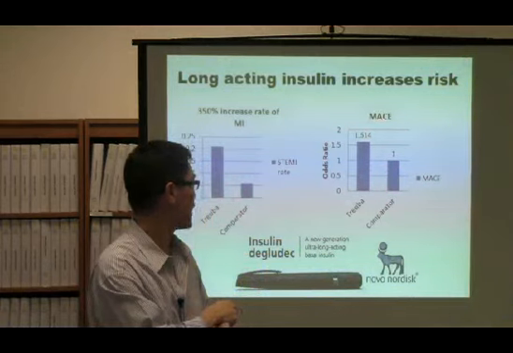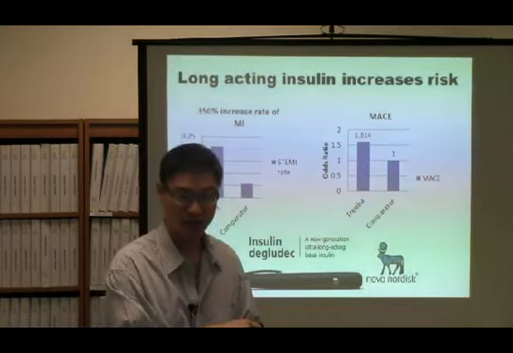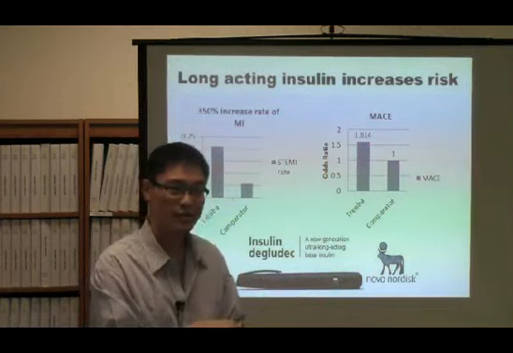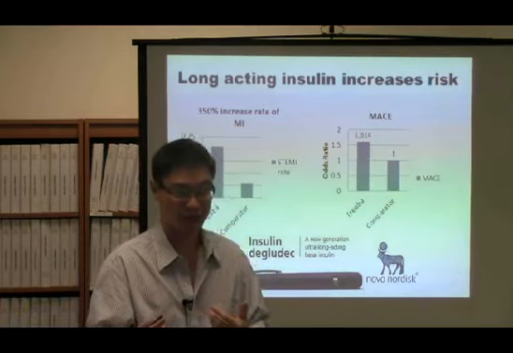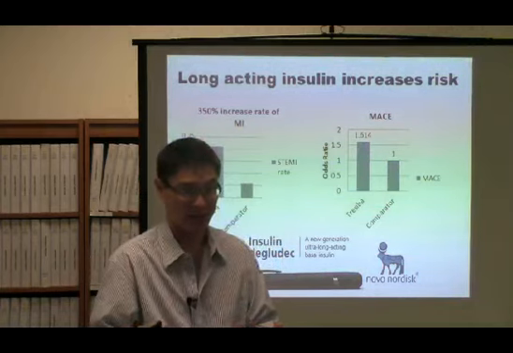So they looked at major adverse cardiovascular events. Turns out there was still a 60% increase in the risk when they took this insulin. So the insulin wasn't good for you. It was bad for you. Not just a little bit bad. It was really, really, really bad.